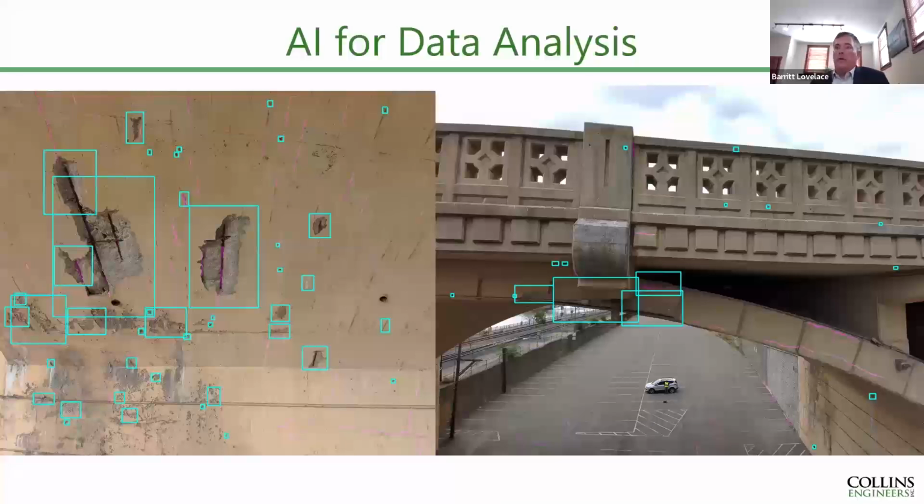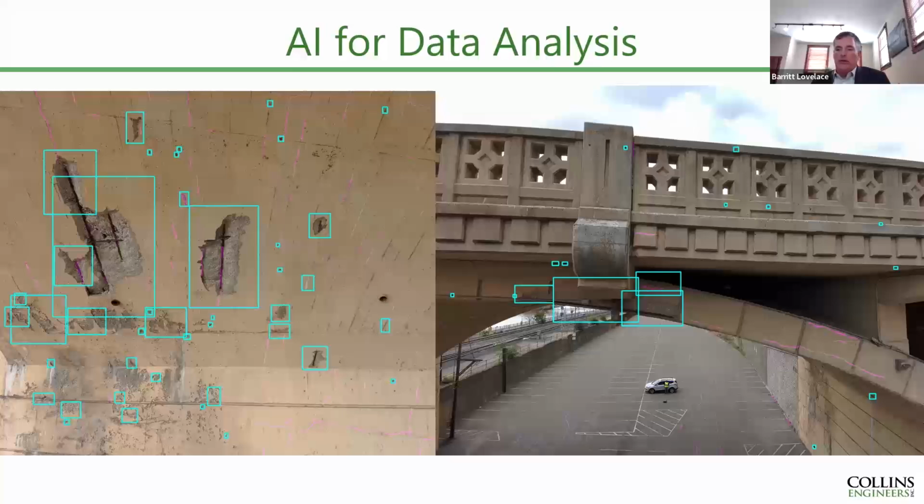We can also use it for finding and documenting things like concrete spalling. In this case, we're finding all of the spalls on the underside of the deck, and then we're quantifying them. And really, we can train the AI to find anything we want, whether it's defects, or we could look for things like signs or other kinds of deficiencies of the bridge, and it will highlight them for us.